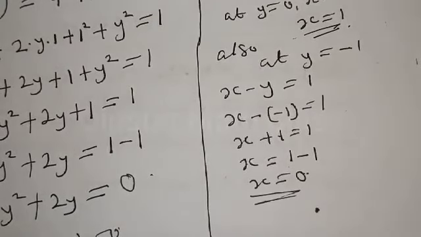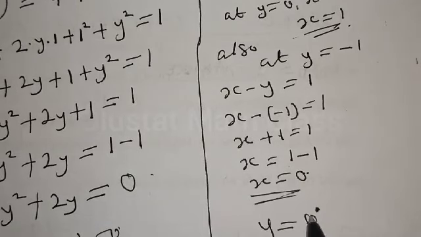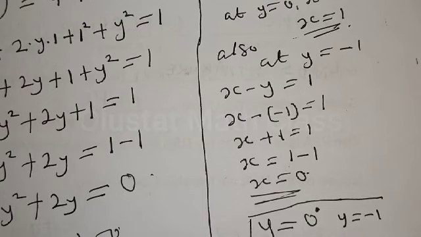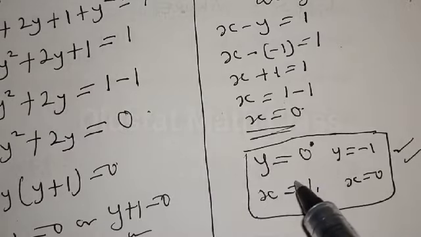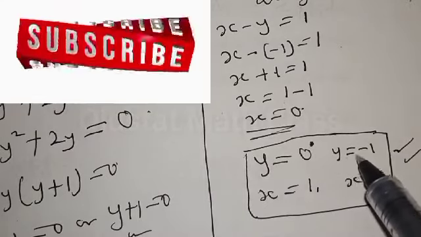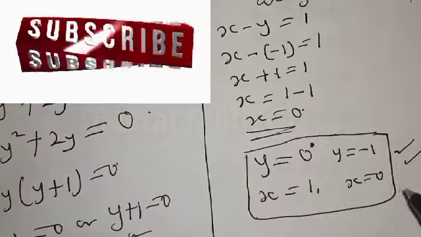Now, the corresponding values of x and y are: y equal to 0, then x is equal to 1, then y equal to minus 1, x is equal to 0. Those are the values of x and y. When y is equal to 0, x is equal to 1. Then when y is equal to minus 1, x is equal to 0.